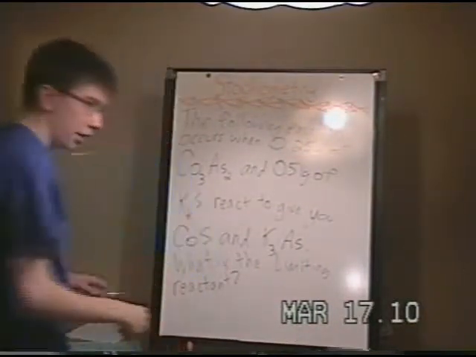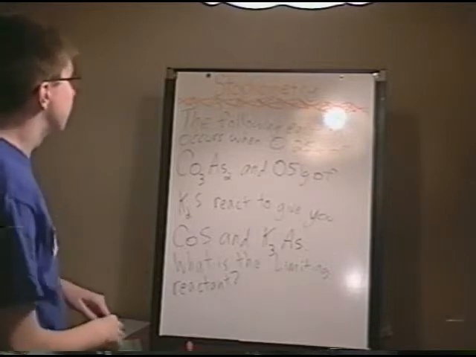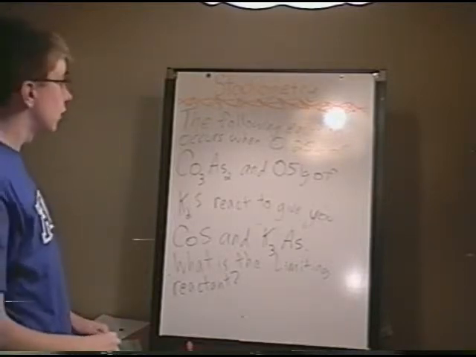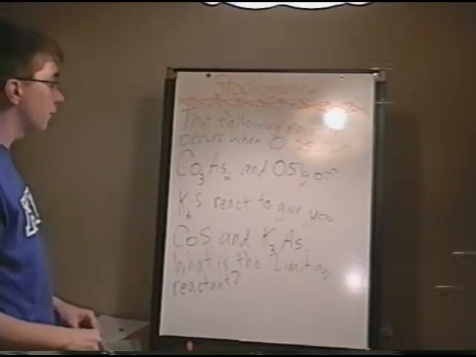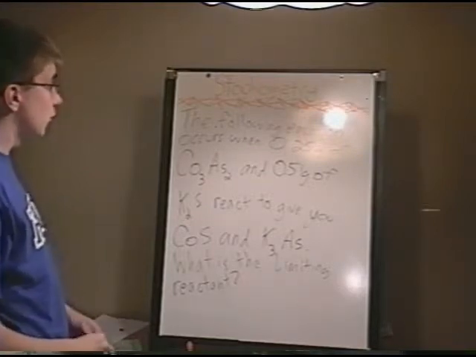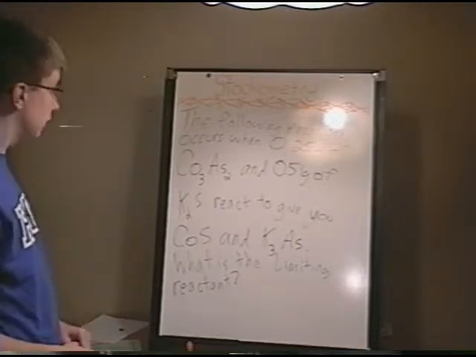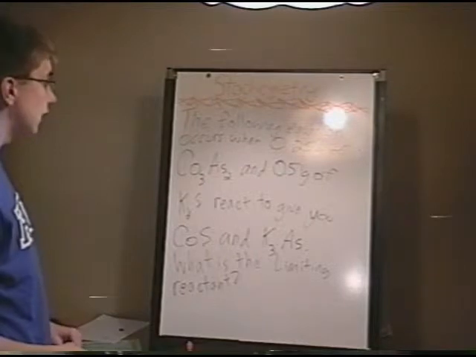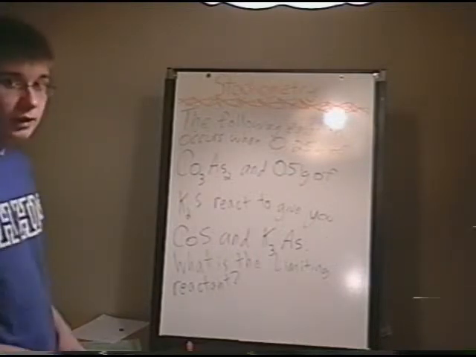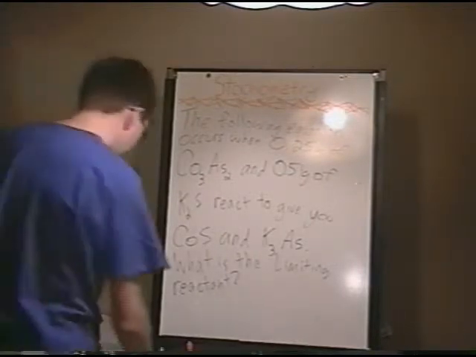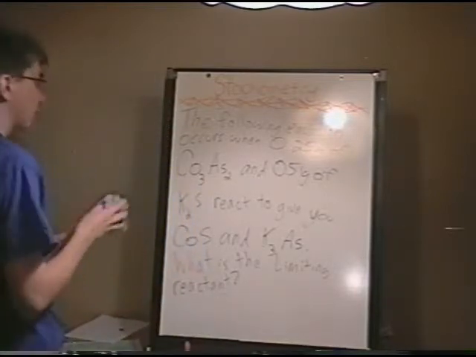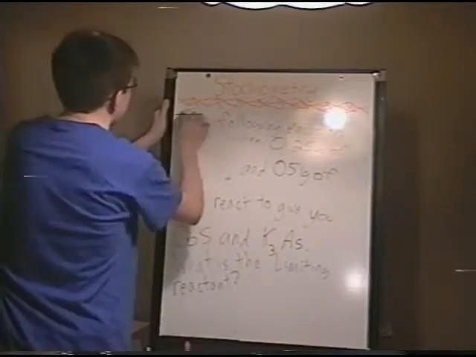Today I'll be teaching you how to do stoichiometry. Let's start by reading the problem. The following equation occurs when 0.25 grams of Co3As2 and 0.51 grams of K2S react to give you CoS and K3As. What is the limiting reactant? Now the first thing you want to do is write your equation.